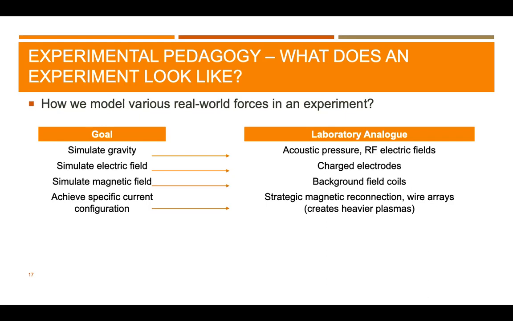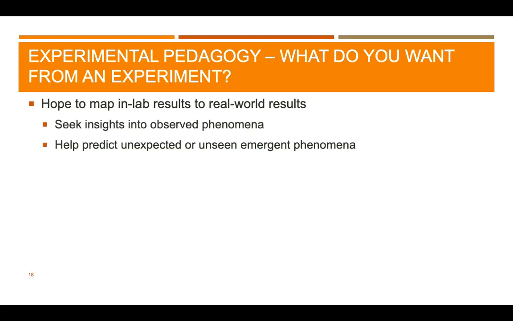So, anyway, there's a set of tips and tricks for taking something theoretical and making it experimental. So when we do this, what do we want? We want to seek insights into observed phenomena and predict unexpected or unseen emergent phenomena. There may be things that we haven't looked for out there in the real world that we see in our experiments really easily.